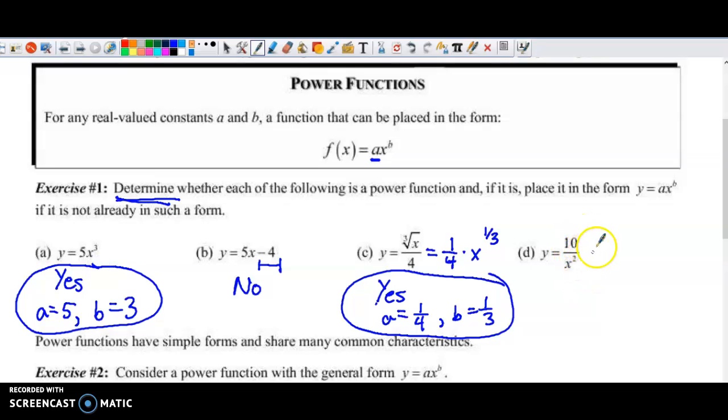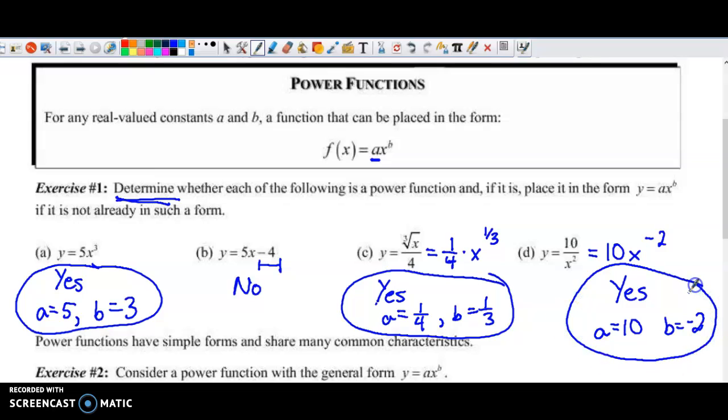And with the next one, I don't know if you're thinking much about this, but you could rewrite this with a negative power. So I'm going to say yes on this one as well, with a being the 10 and the b equal to -2. So I'm concentrating a little bit more on the yes ones.